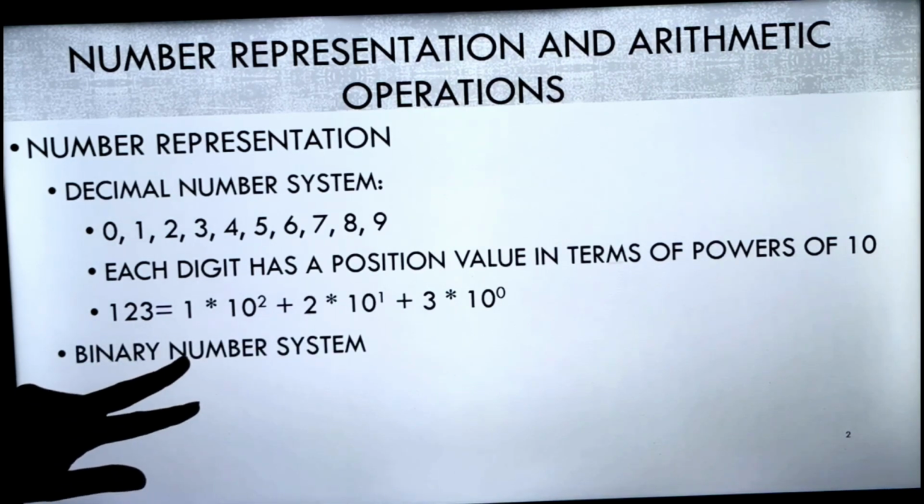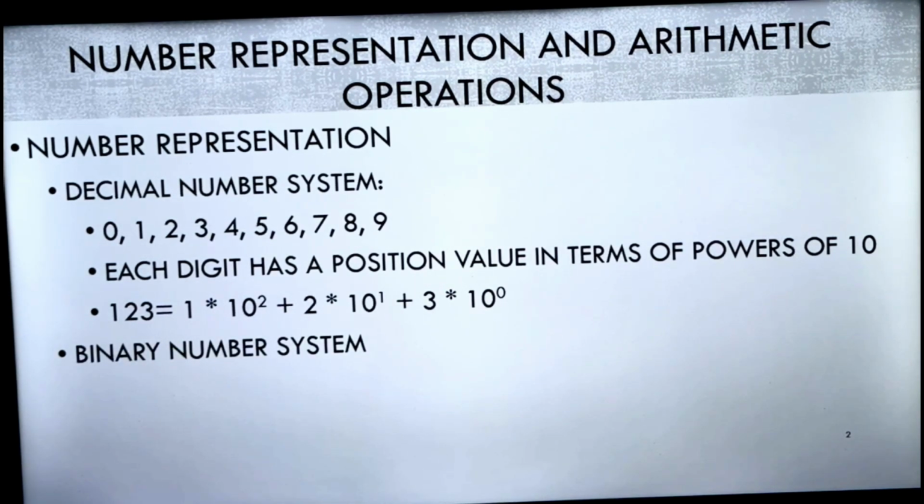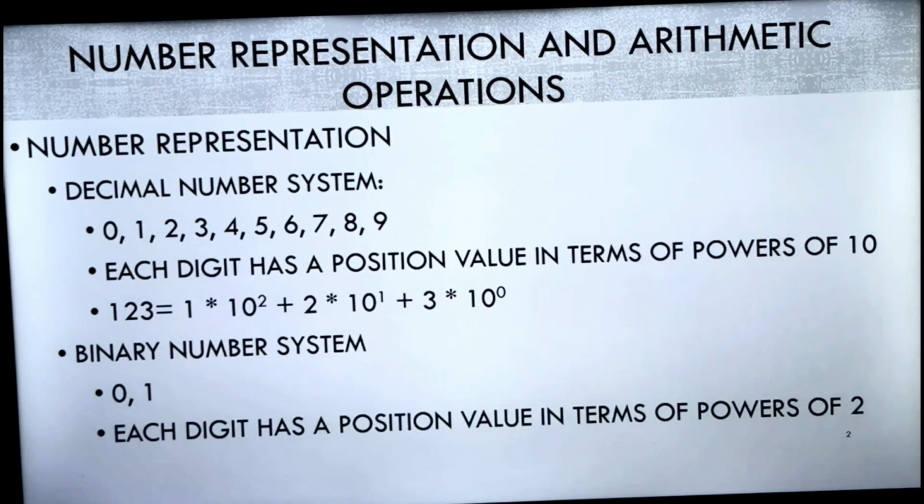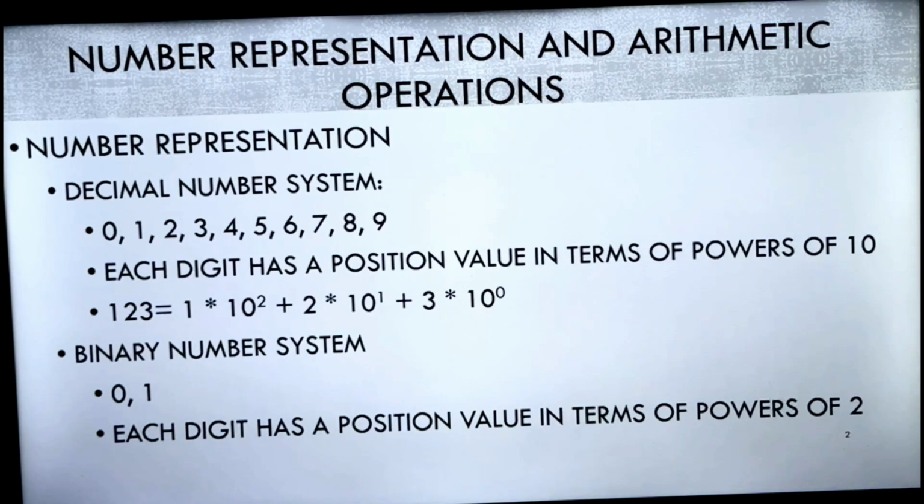Next is the binary number system, and the binary number system is also not new for you. You already have gone through it many times, right? In the binary number system, the first thing is we have only two digits to represent the number. What are the two digits? Either 0 or 1, right? And just like your decimal number representation, here also each digit has a position value. In decimal, the position value was in terms of power of 10, but here in binary representation, the position value is in terms of 2, right?